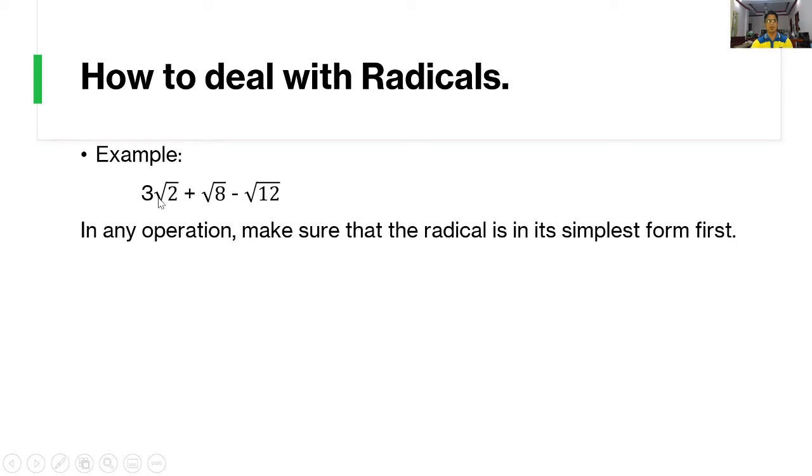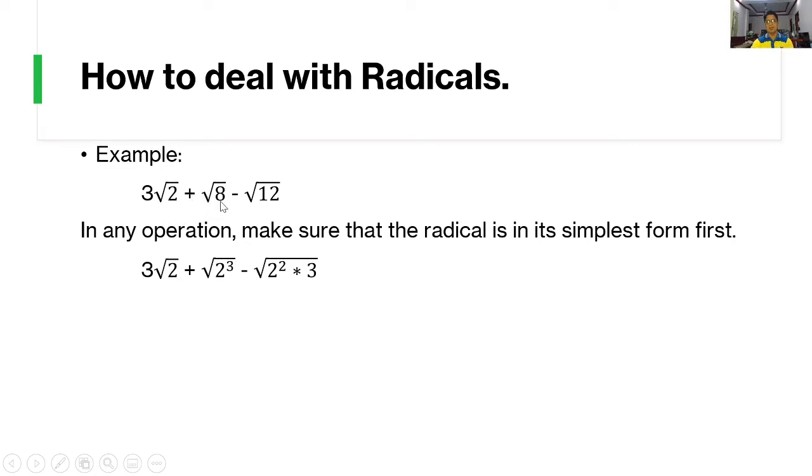So, halimbawa, itong square root of 2, hindi. Square root of 8, may factor siya. Get the prime number na may exponent. Okay? Same goes with 12. Ito yung 3 square root of 2 dahil yung square root of 2 natin is already in the simplest form. We simply copy yung given. 3 square root of 2.